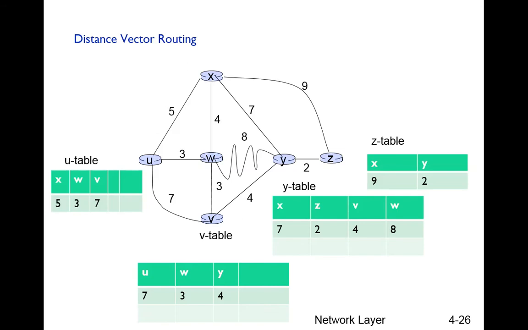Suppose we have a network like this: U, V, W, X, Y, Z. These are routers, and these routers are connected through links. For example, ZX has a link of 9 meters. This is the weight, and suppose it represents the distance. This is 7, this is 8, this is 4, and this is 4.